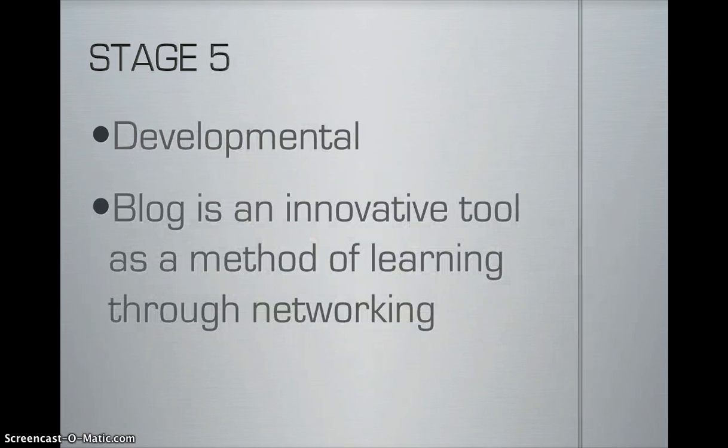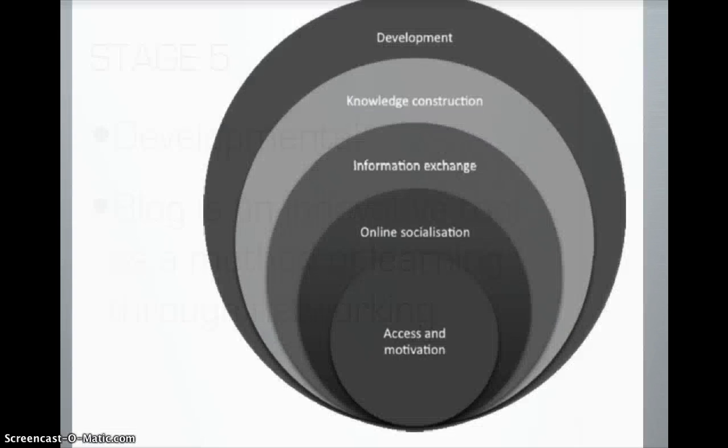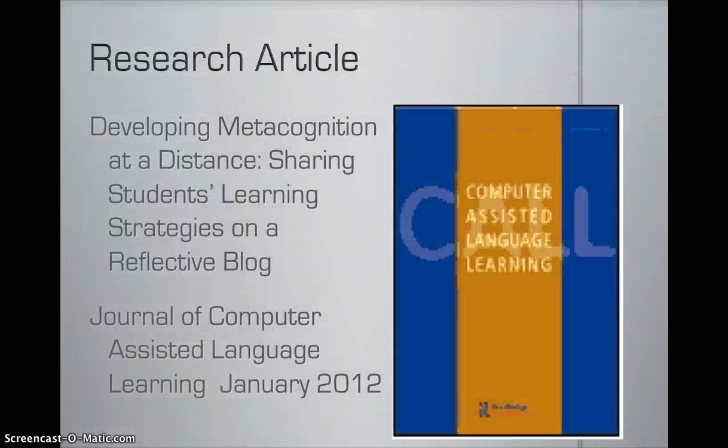The last stage, Stage 5, is the developmental stage. This is where students are able to use a blog as a method of learning through networking. Now that the students have essentially finished the process through to Stage 5, they are now capable to be autonomous learners. They have the skills that they need to take control of their own learning through a form of networking.